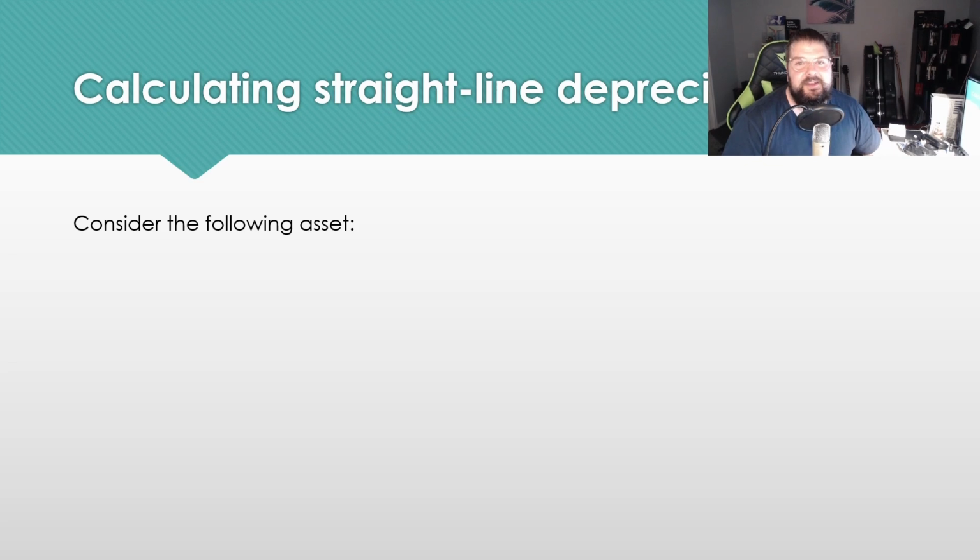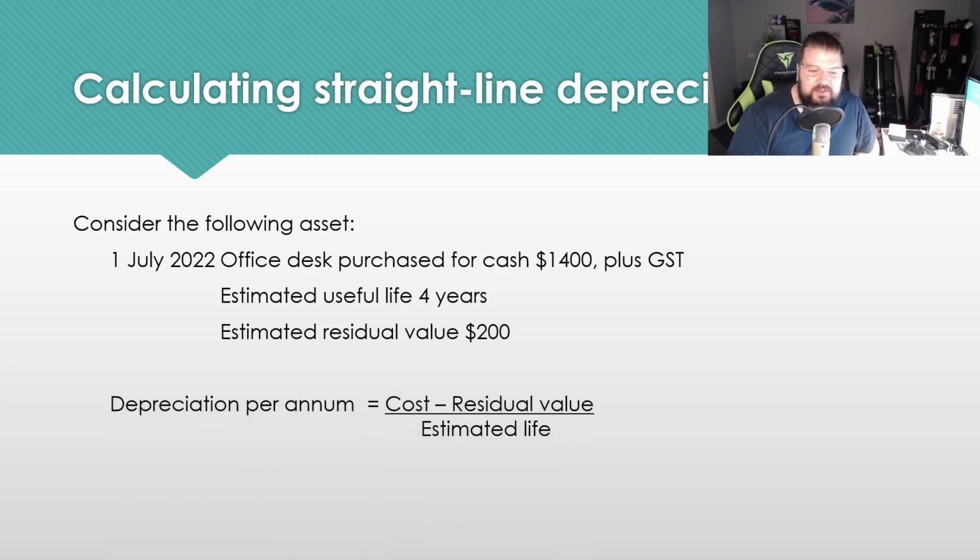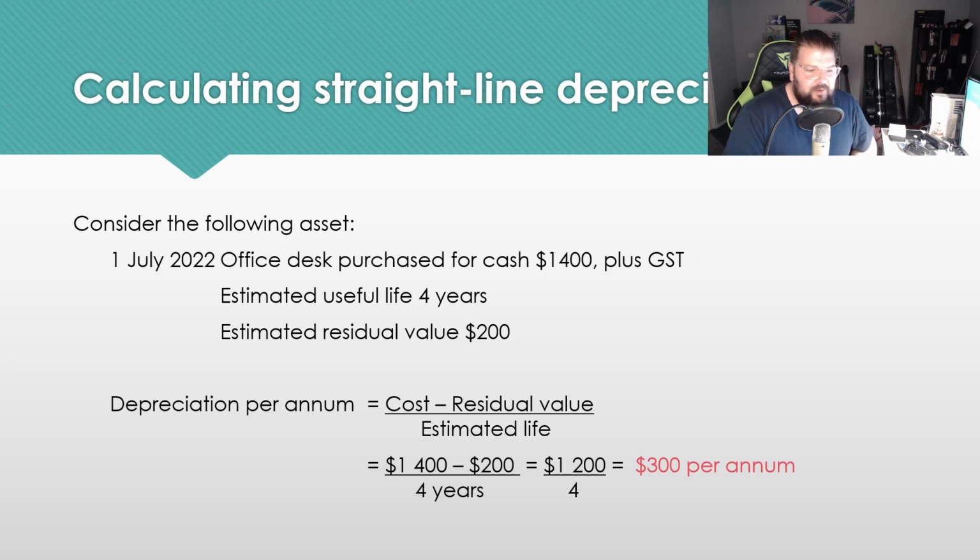So let's look at the following example to see how this works. So if we purchase an office desk on the 1st of July for $1,400 plus GST, and we'll estimate that it has a useful life of 4 years and a residual value of $200. So using this formula, we work out the following expense. We have $1,400 because you've got to remember that GST isn't included in the actual asset. It's its own separate liability. Okay, so $1,400 minus $200 divided by 4 years, okay?